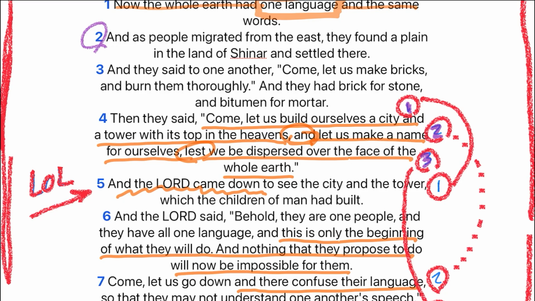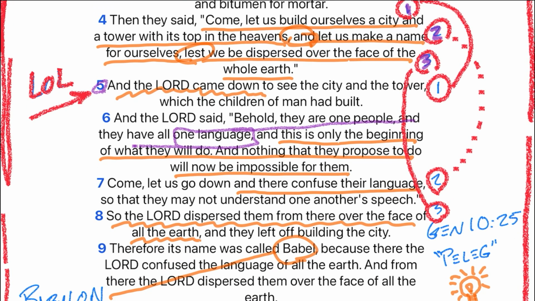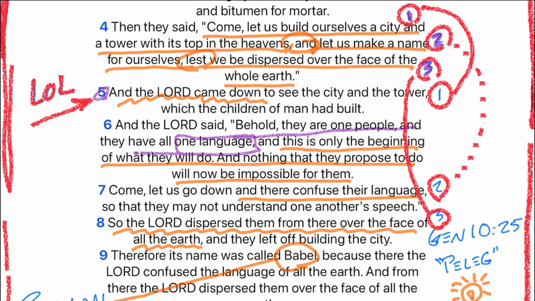And it says this, beginning in verse 5, "And the Lord came down to see the city and the tower, which the children of man had built. And the Lord said, Behold, they are one people, and they have one language. And this is only the beginning of what they will do, and nothing that they propose to do will be impossible for them. Come now, let us go down there and confuse their language, so that they may not understand one another's speech. So the Lord dispersed them from there over the face of all the earth."